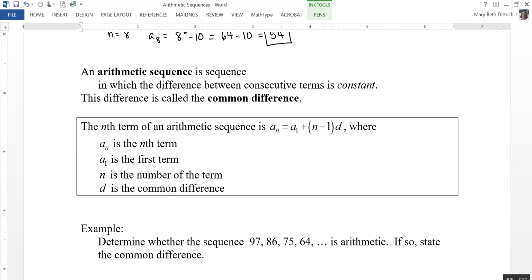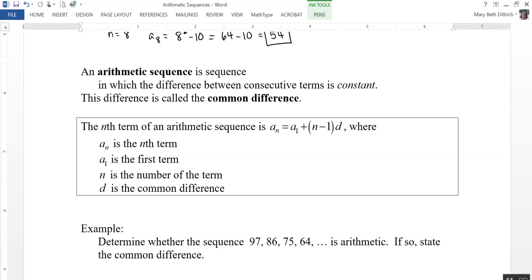Also notice that we're talking about the difference between consecutive terms being constant. In other words, what is it that I'm adding to the first term to get the second term, and then I add the same thing to the second term to get the third term. This makes this sequence linear because the rate of change is going to be constant. So an arithmetic sequence is basically linear. As we'll see when we look at the equation, it's going to look like the equation of a line.